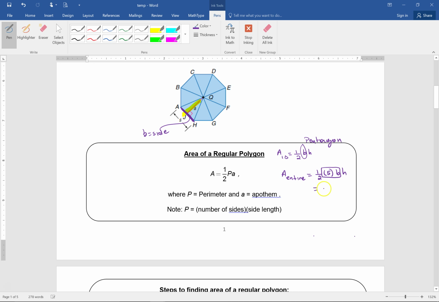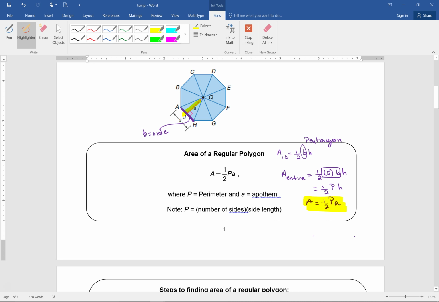So now I have that this is half times the perimeter times the height. Now, that height, I said, had a special name, right? That was the apothem, and that has the symbol A. So this is equal to half times P times A. And that is normally what we use.